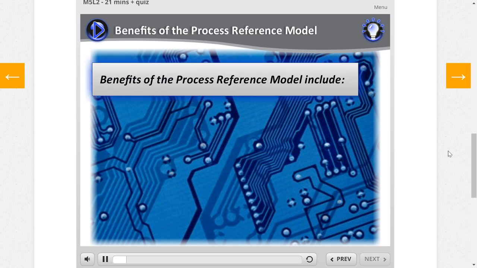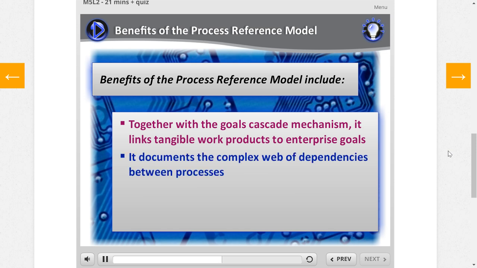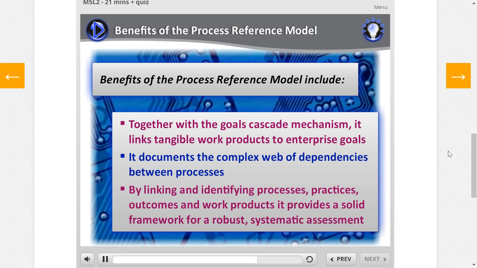Now let's step back from the detail of the Process Reference Model and take a wider perspective. The model provides us with a number of valuable things. Together with the goals cascade mechanism, it links tangible work products to enterprise goals. It documents the complex web of dependencies between processes, and, by linking and identifying processes, practices, outcomes, and work products, it provides a solid framework for a robust, systematic assessment.